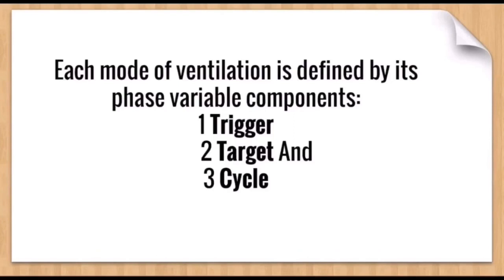Now, each mode of ventilation is defined by its phase variable components. And what are these phase variables? These are trigger, target, and cycle. This trigger, target, and cycle I have explained in detail in my previous 2 lectures. So please go through that. It will be easy to understand the modes of ventilator. Depending upon what is the trigger, what is the target, and what is the cycle will define what is the mode of the ventilation.